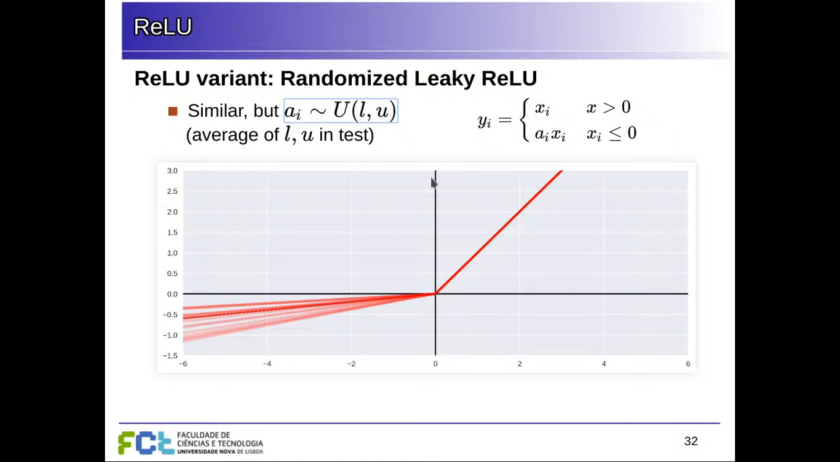And then when we finish training and use the network, this parameter will be fixed to the average of this range. So during training, we are picking at random. This may have some effects similar to regularization, for example. But then after training, we fix on the average value and we use that.